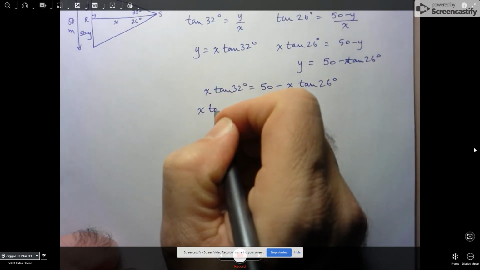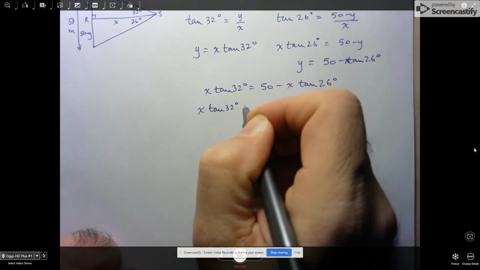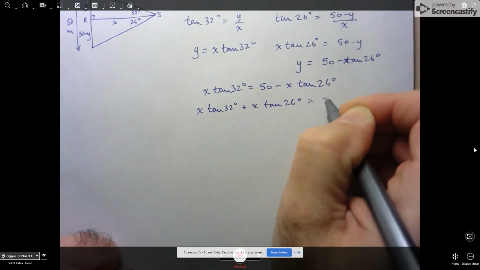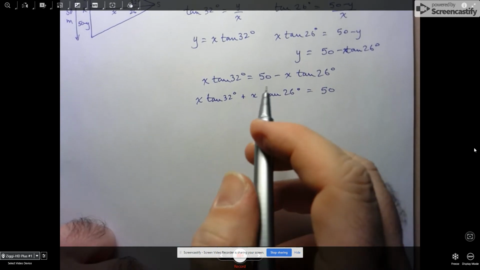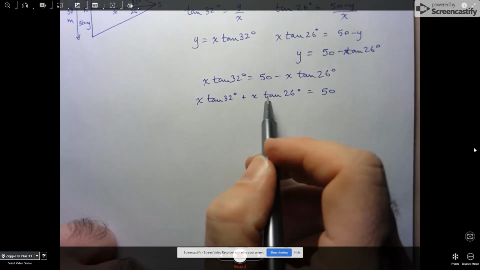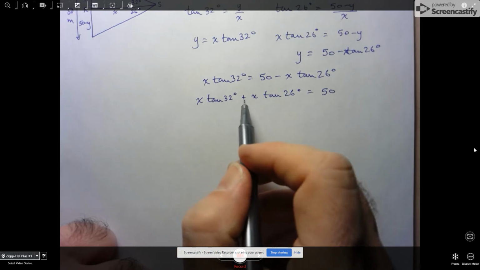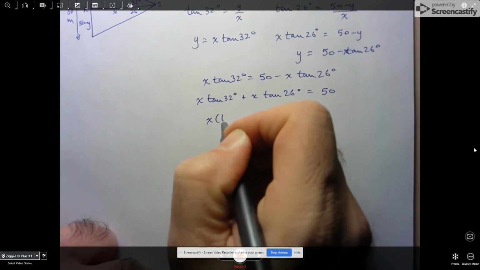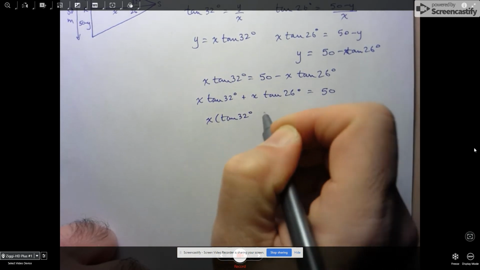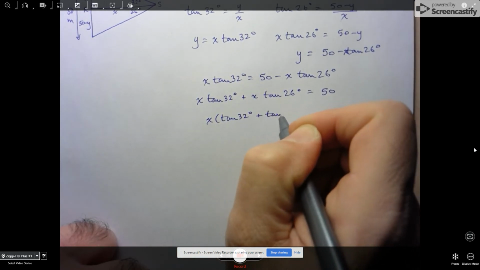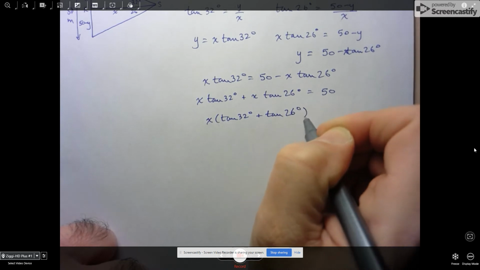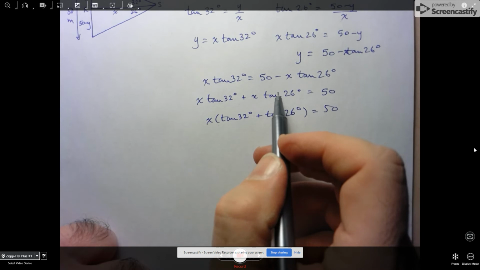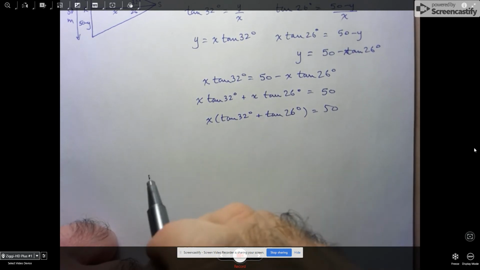X times tan 32 plus x times tan 26 equals 50. And remember that when we're adding together two like terms, we're really just adding together the coefficients. Okay, so this can be written as x times tan 32 plus tan 26, equals 50. So think of it, if this were 3x and 7x, I'd just be adding together the 3 and 7. I'm just doing the same thing here.